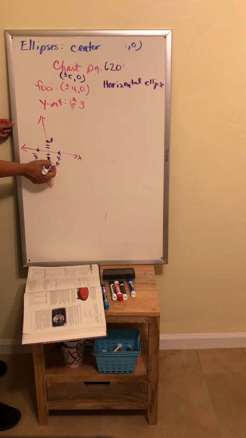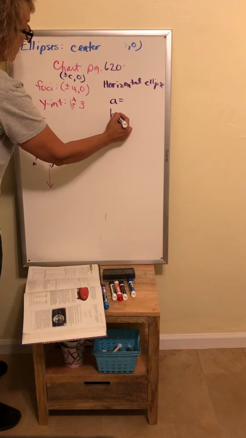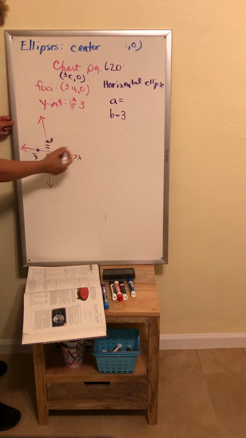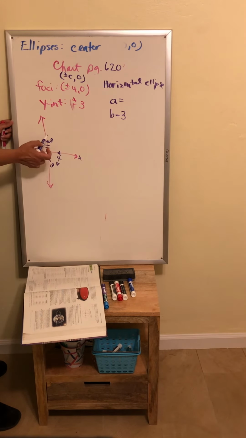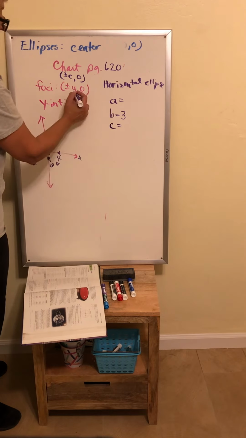The y-intercepts are at positive or negative 3. Those are just the endpoints, because they are not located on the main axis where the foci are. So that is your value for b. We do not know a yet. We know our value for b is 3, because it's the distance from the center to those endpoints, which happen to be the y-intercepts here. And we know the value for c. So c is equivalent to 4.